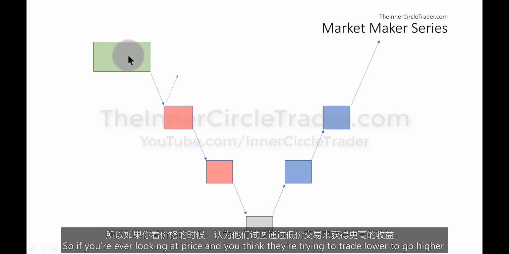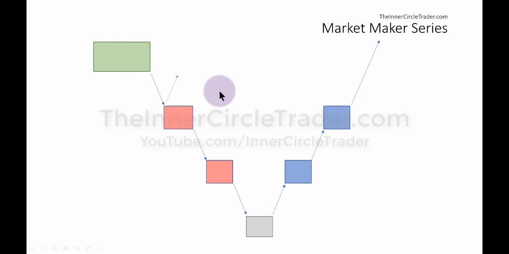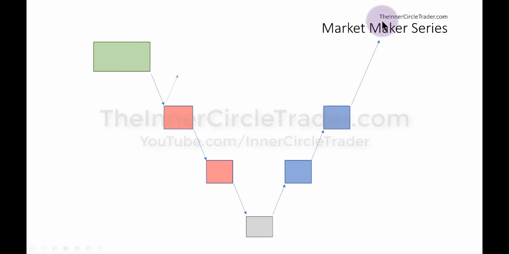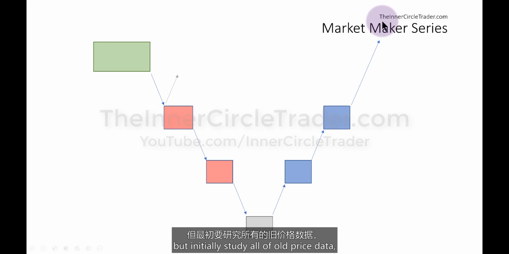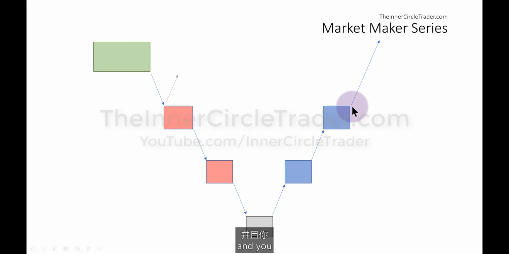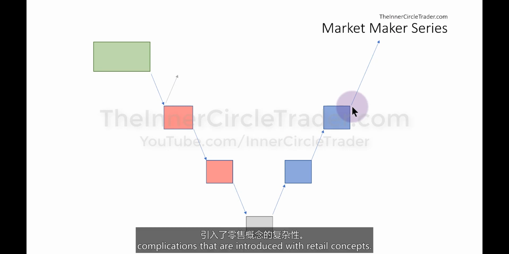So if you're ever looking at price and you think that it's going to trade lower to go higher, the original consolidation, aim there. You might have a higher time frame target somewhere beyond that, but initially study all of old price data, price swings, and you'll see this phenomena is occurring. And you don't have to have all of the complications that are introduced with retail concepts.